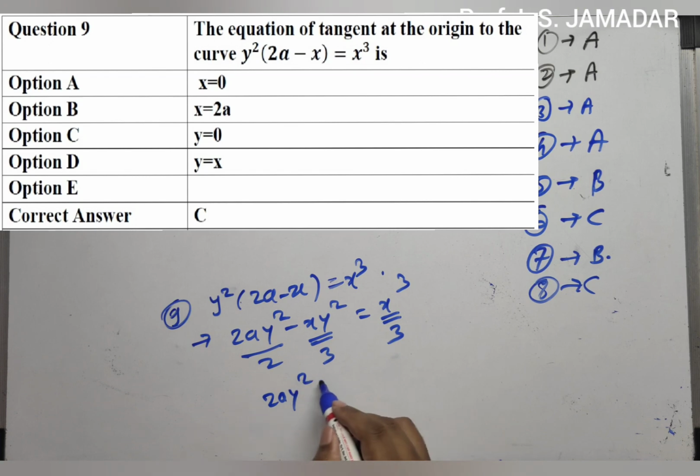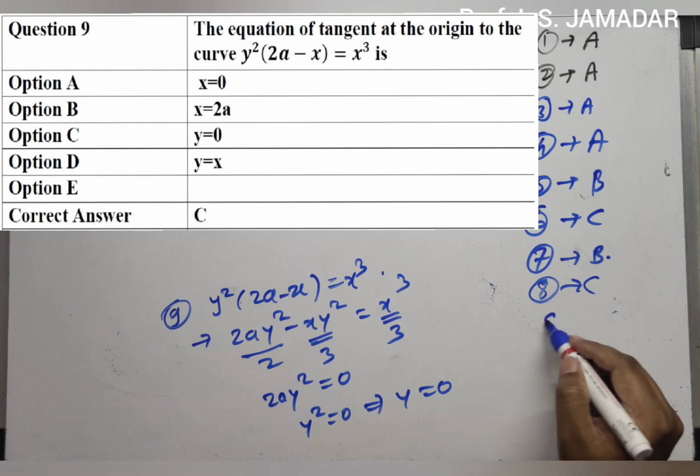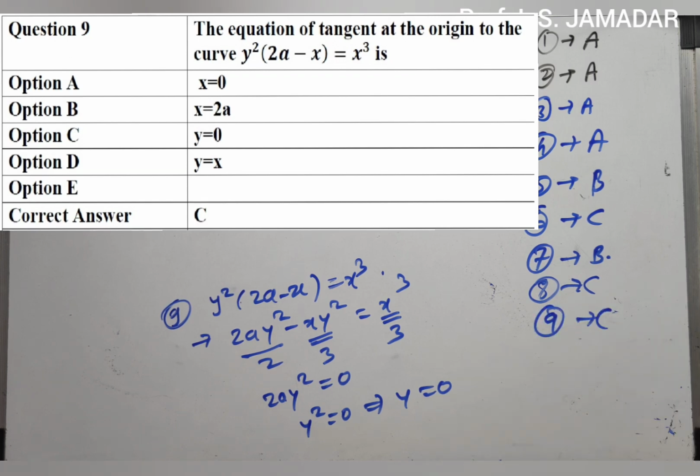2a y square equated to 0. So that will give you y square equal to 0. That implies y equal to 0. So option C. So for question number 9, answer is option C.